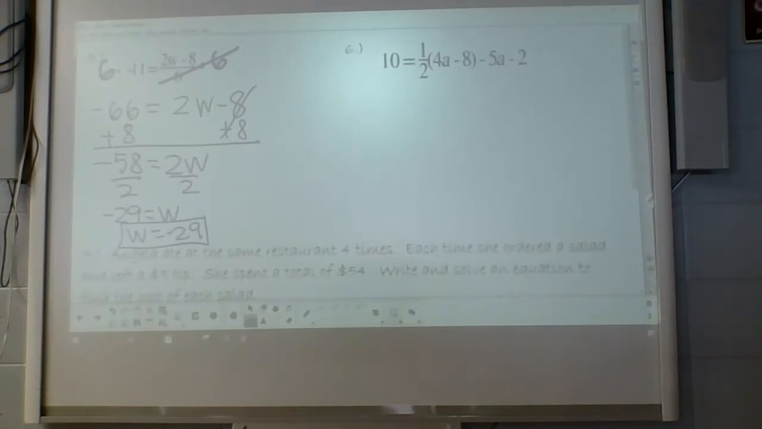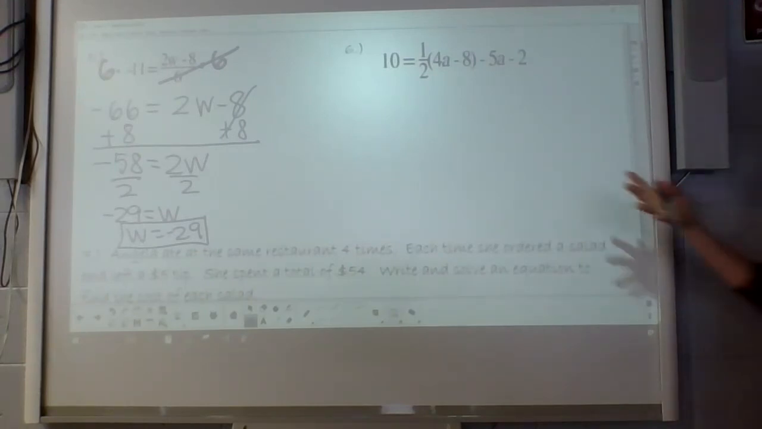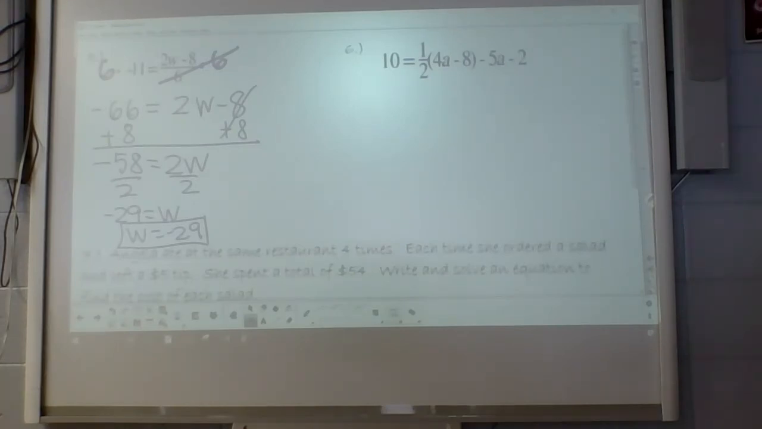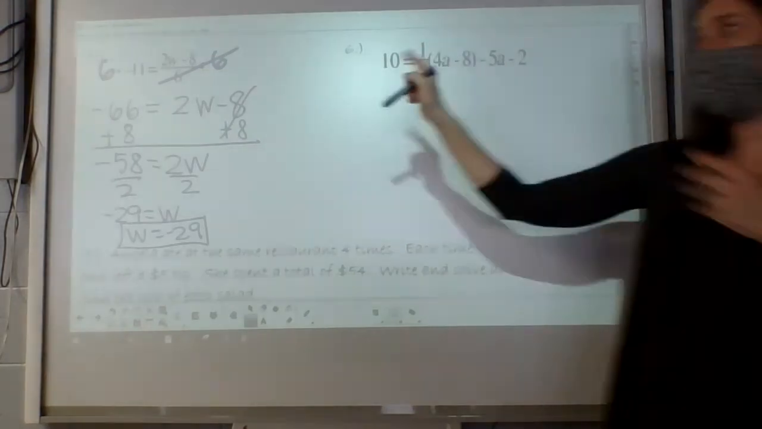I would distribute first in this one. The reason I would maybe distribute first in this one, it's a little bit like a chess match, thinking a few steps ahead. Why is distributing a half not so bad in this case? Because you're just dividing it by 2.